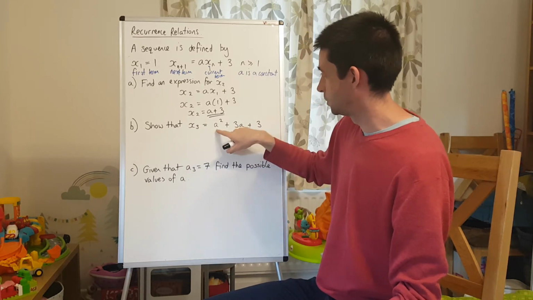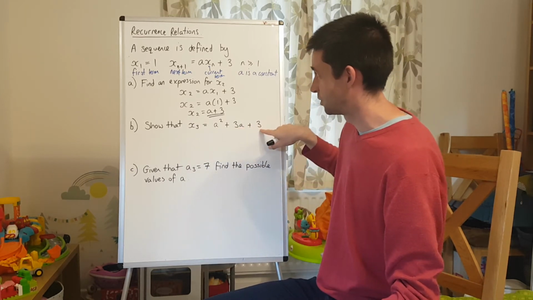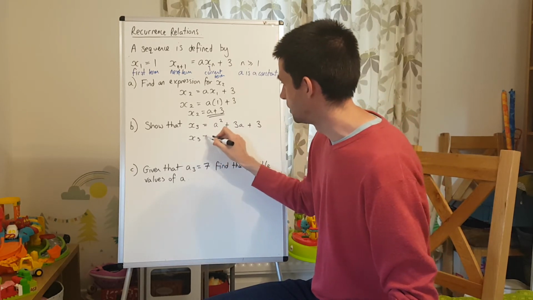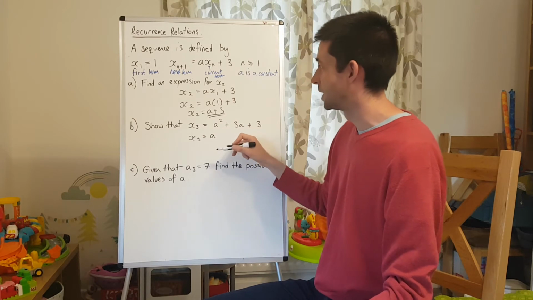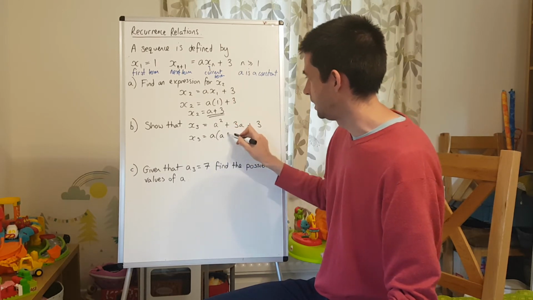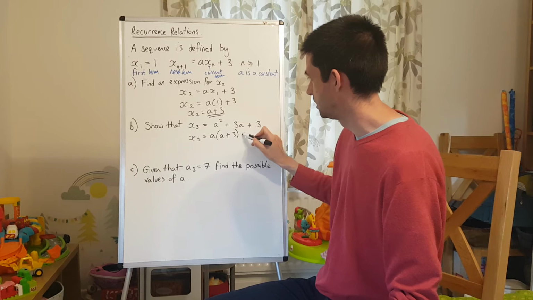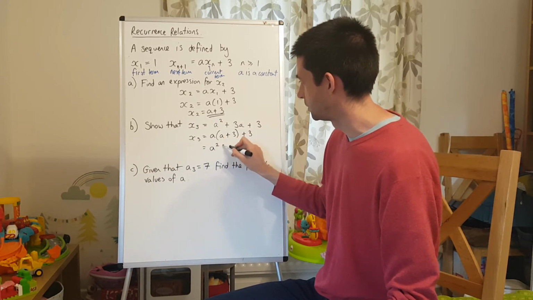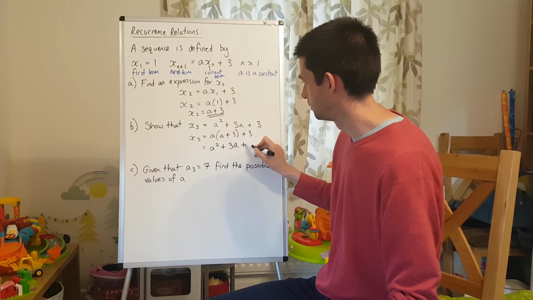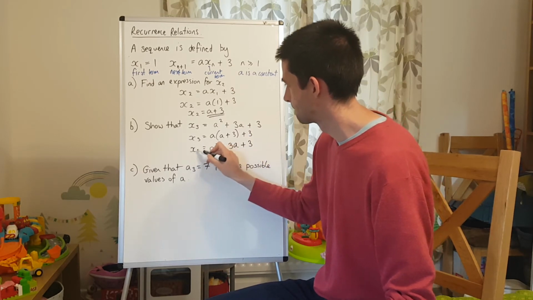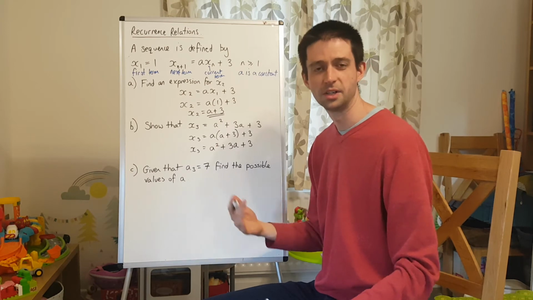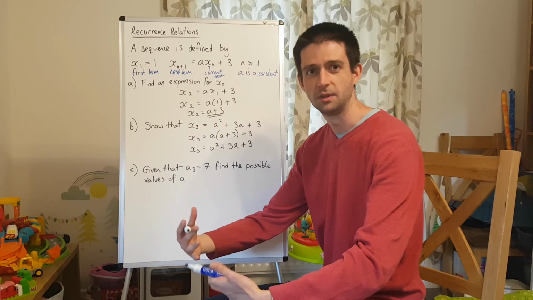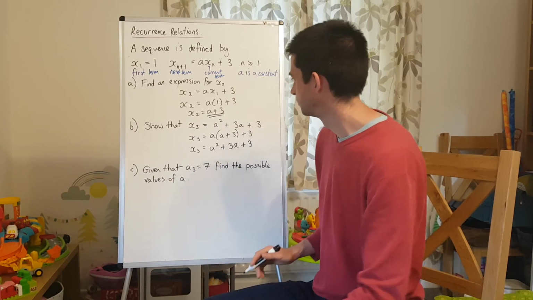Show that x3 equals a squared plus 3a plus 3. Well, to get x3, I'm going to do a lots of x2 plus 3. x2 is a plus 3, I've just worked that out, plus 3, and if I expand that out, you see that I get a squared plus 3a plus 3 as required. I'm going at a decent pace here because once you've got the hang of this, it is very, very repetitive. It's recursive.